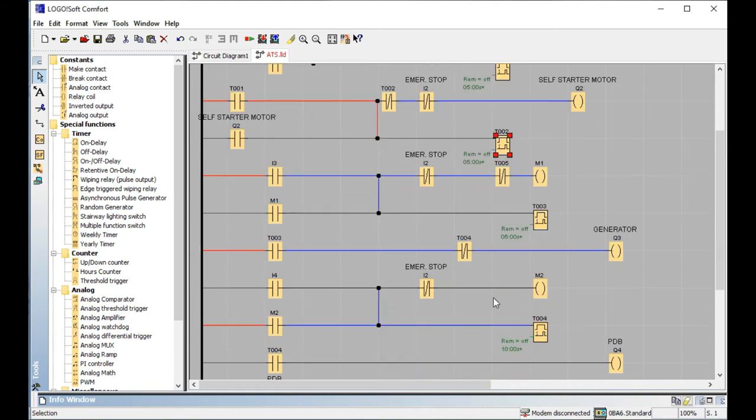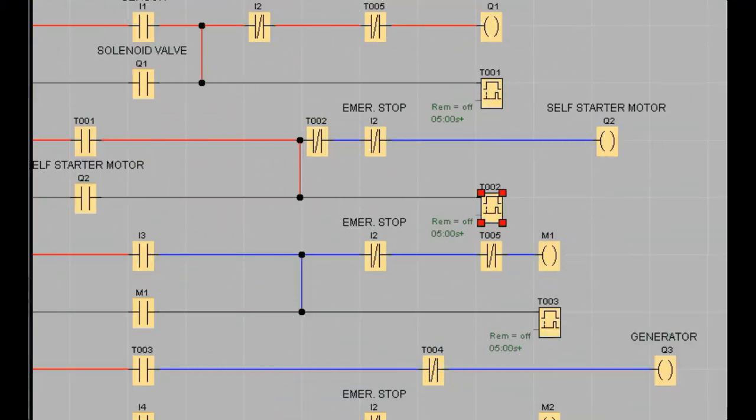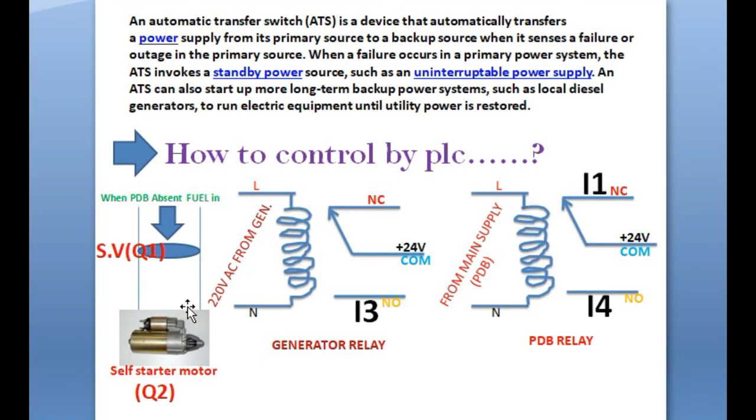So friends, this is the basic concept of the PDB described in the previous video. This is the schematic. Q1 is the solenoid valve, Q2 is the self-starter motor, and the generator relay is to run the supply from the generator, and this is the PDB, which is the main supply connected here. So the PDB is connected to the PDB line, and the generator is always connected to the generator backup or generator line, and the self-starter is for starting the generator.